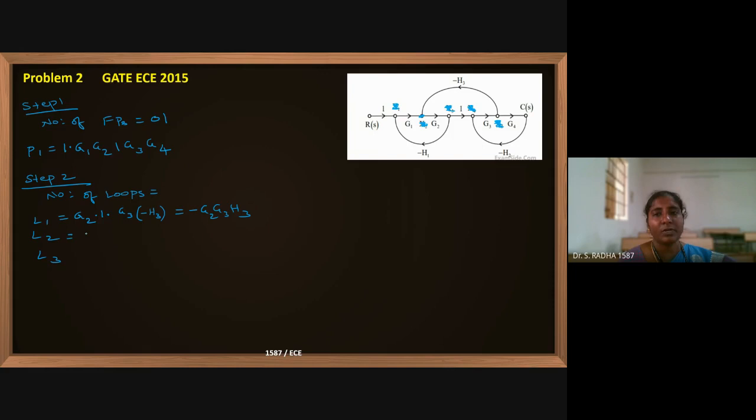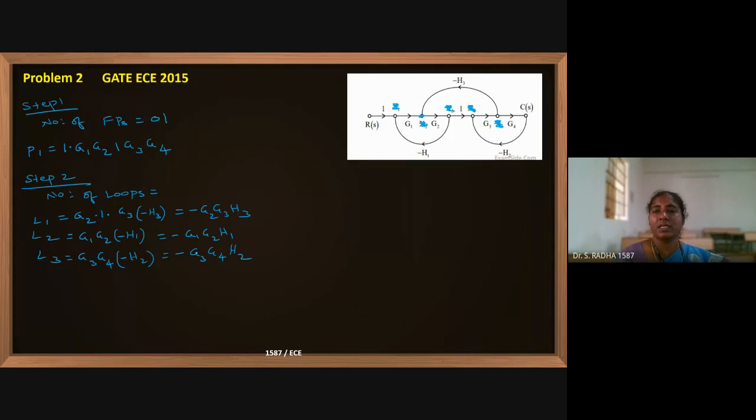Second loop: G1, G2, then I will take minus H1. G1, G2 direction, then downward minus H1. This is another closed path. Next I go to the other side: G3, G4, then downward direction minus H2. This is minus G3, G4, H2.